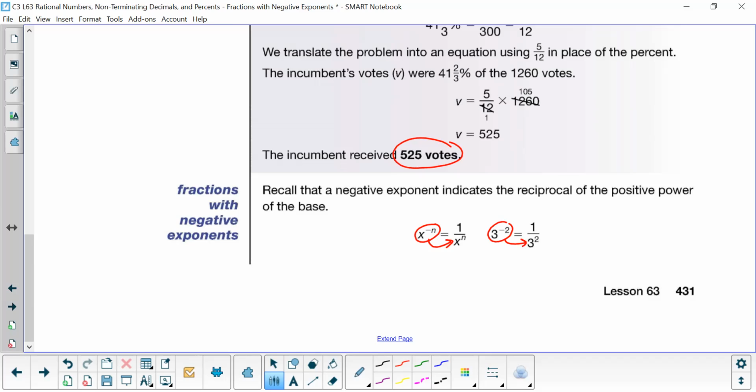So if I had another one, if it was 5 to the negative third, that is 1 over 5 to the third. I move this to the denominator, take away the negative sign. If it was 2 to the negative fourth, that is 1 over 2 to the fourth. Okay, so that's the first step of just converting into a fraction. I do want to simplify that. This isn't the final answer, 1 over 3 squared.